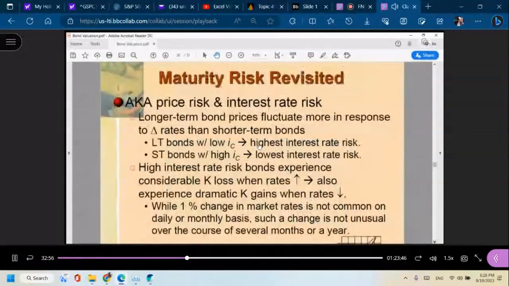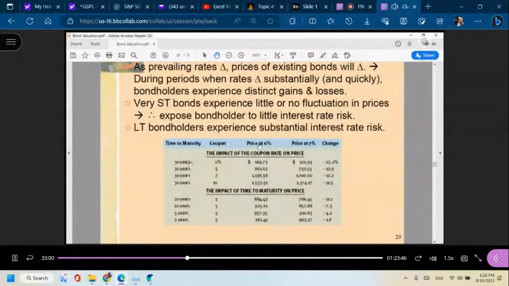So here's the empirical example. Let's take a look at the impact of coupon rate on price, and the impact of maturity on price. First of all, the coupon rate is 0%, 5%, 7%, 10%, on a 30-year bond, which is fairly long term. And what's going to happen to the valuation when the market interest rate, not the coupon rate, which is being used as the discount rate, goes up from 6 to 7%?